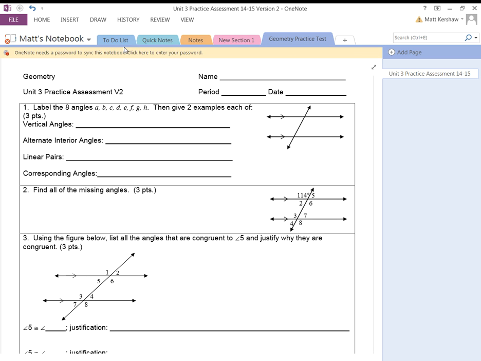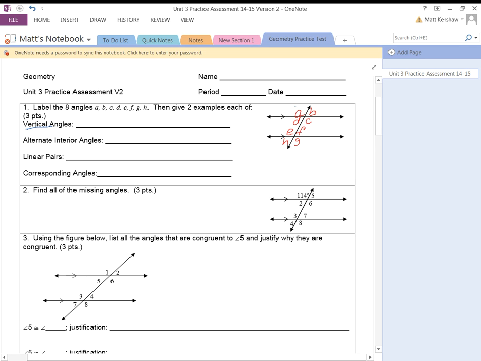Okay, let's get started. It says label the 8 angles A, B, C, D, E, F, G, H. It doesn't matter how you label them. So I'm going to go A, B, C, D, E, F, G, H. Now it says give a pair of vertical angles.